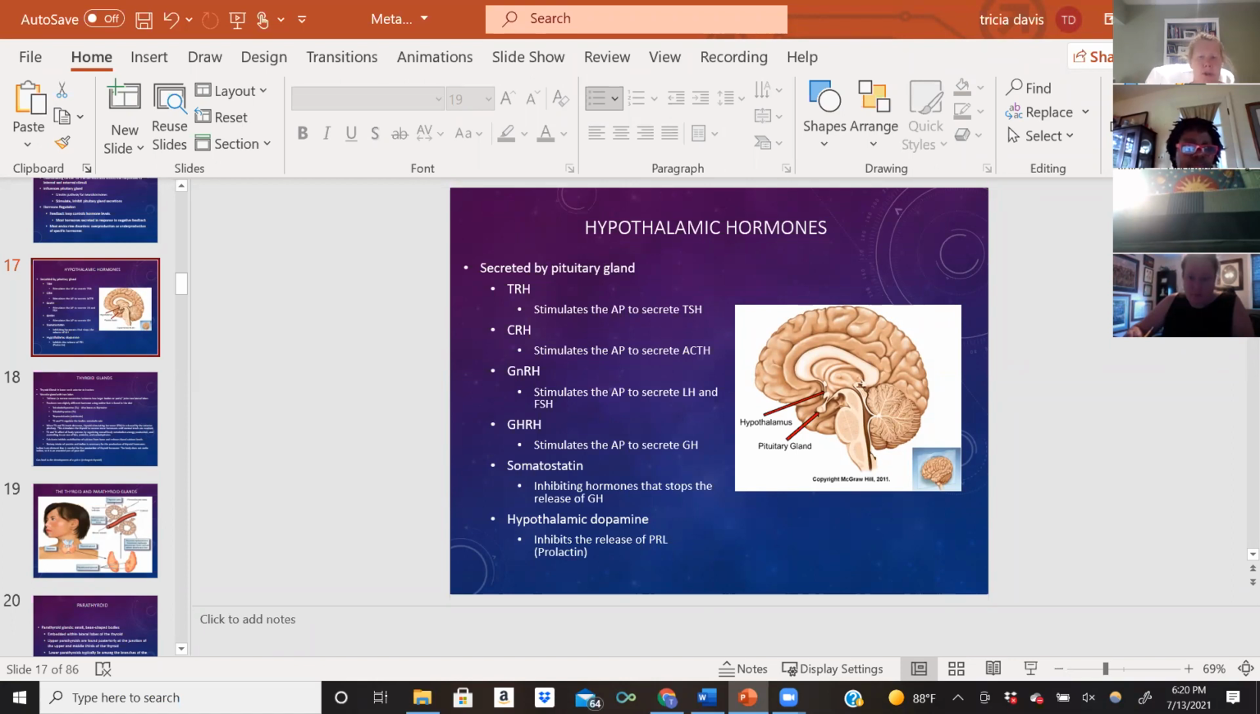There are two other hormones involved with the hypothalamus as well. One is somatostatin. Somatostatin is an inhibiting hormone, so it stops the process from happening. It shuts off the valve so that no hormones can be secreted. Somatostatin works to stop the secretion of GH, which is growth hormone. And then we have hypothalamic dopamine, which inhibits the release of prolactin. So those two, somatostatin and hypothalamic dopamine, are considered inhibitory hormones. They stop things from being produced.